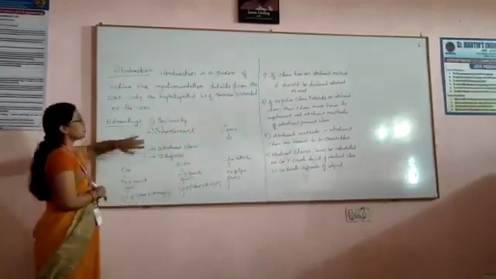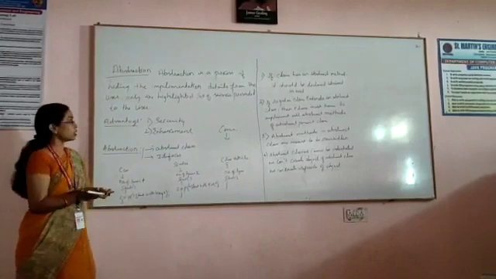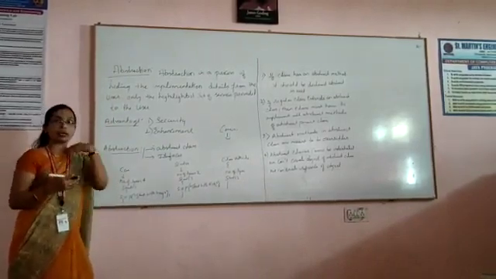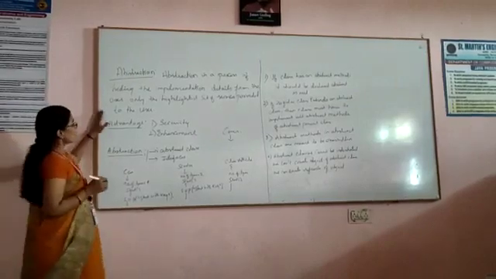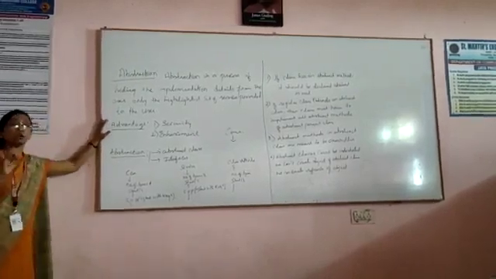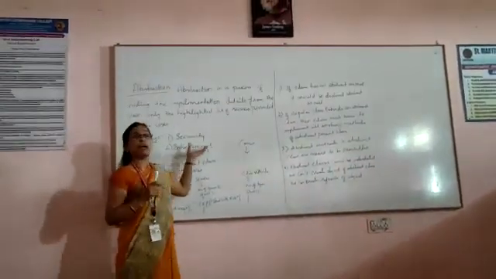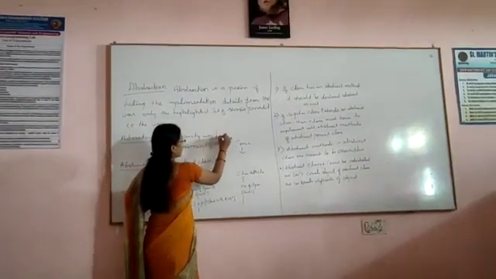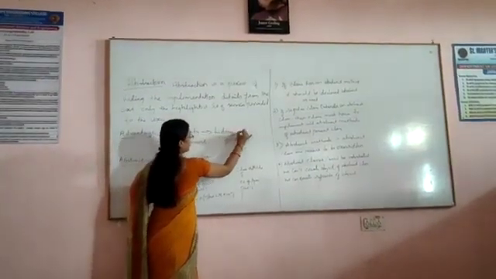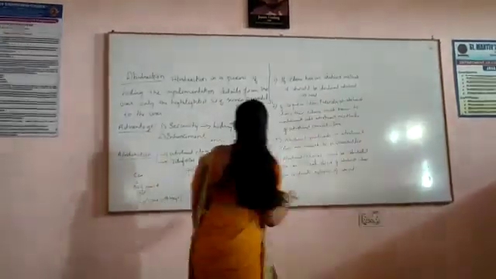In abstraction, we are hiding the internal implementation details of the code, and we are giving the user only what is needed. The main advantages of using abstraction are security and enhancement. How does it provide security? Security is provided by hiding the implementation details.